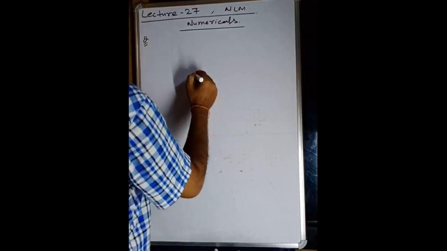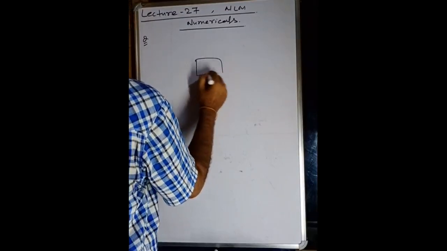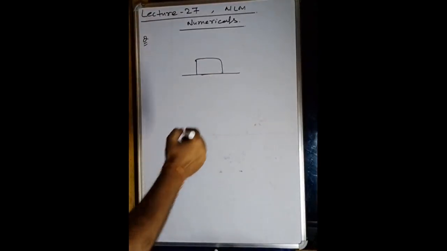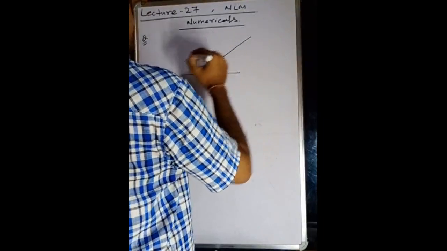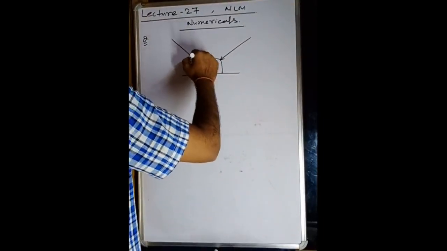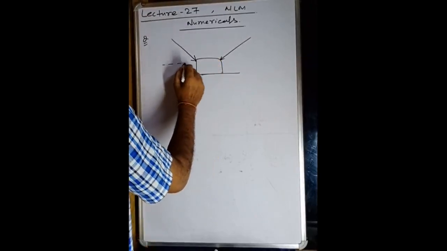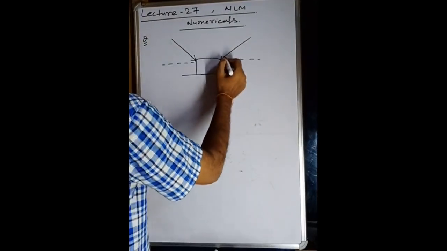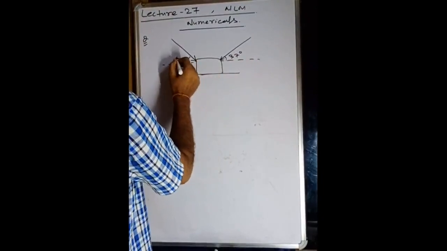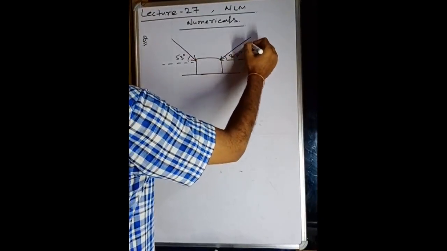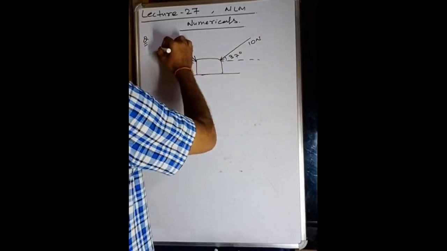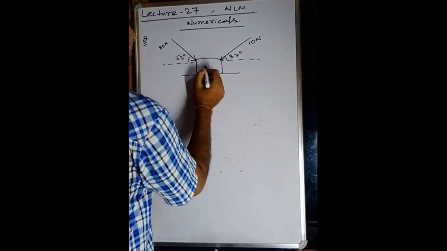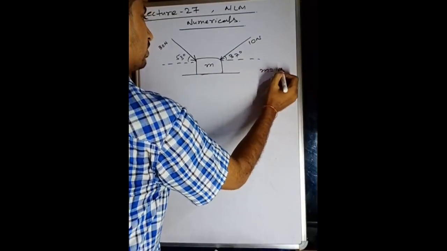If this is a body and two forces are acting on this body, from here one force is acting and from here another force is acting. Both the forces are acting at a certain angle. Suppose it is acting at 37 degrees and at 53 degrees. Suppose it is 10 Newton and it is 30 Newton. The mass of this body is suppose 10 kg.